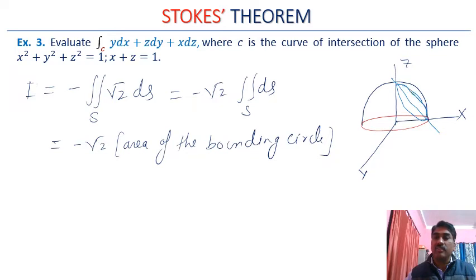This will be a circle. You can draw a fair diagram, a fair graph, and you will see it more clearly. So this is the circular region bounded by this circle C. This is the circle in green. So now we just need to find the area of this green circle.